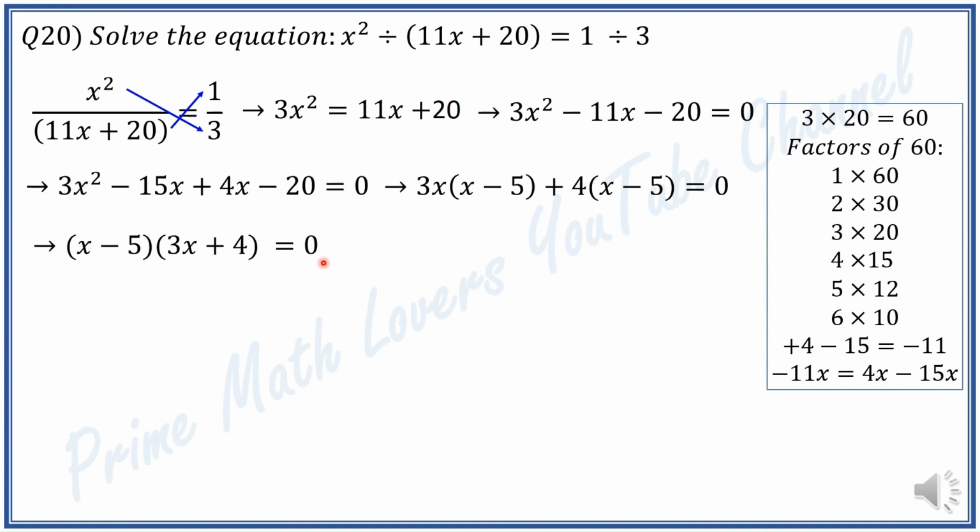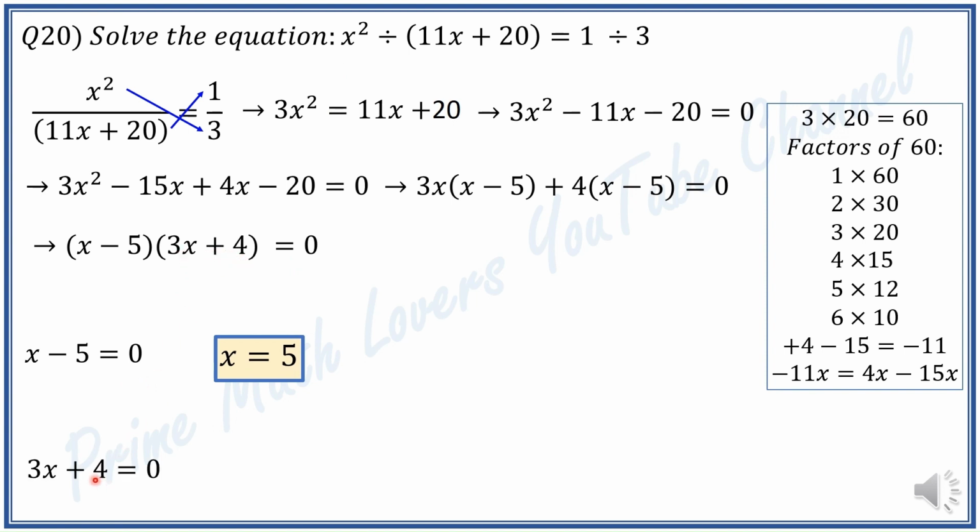When we have two factors multiplied together resulting in 0, it implies that each individual factor should be set equal to 0. First, we put x minus 5 equal to 0. This means x is equal to 5. This is one of our answers, one of the roots of our equation.